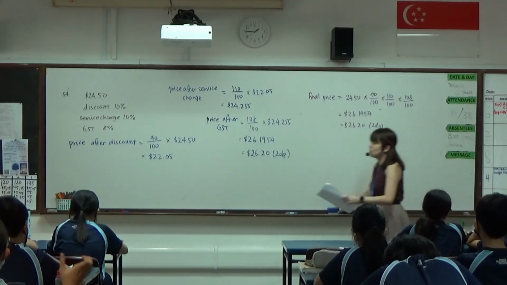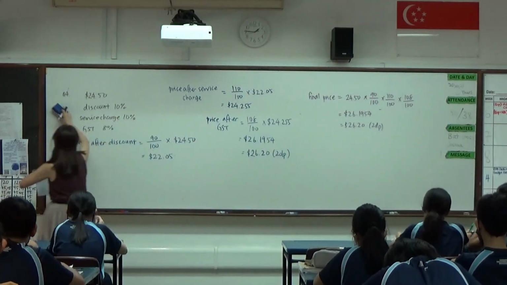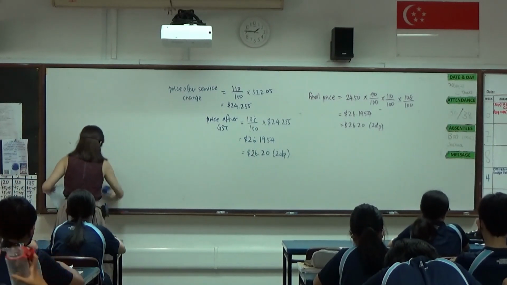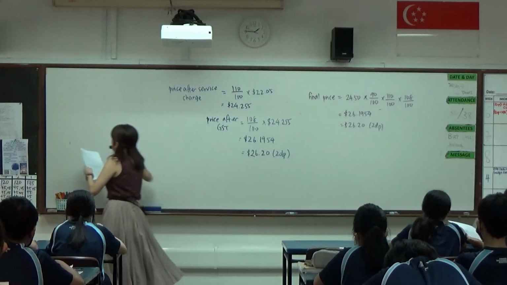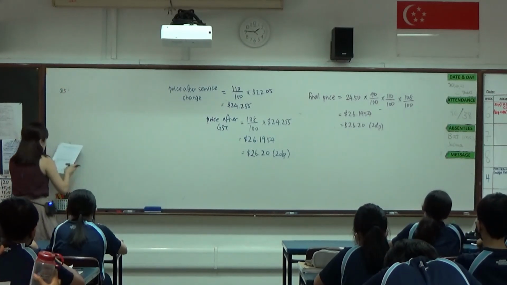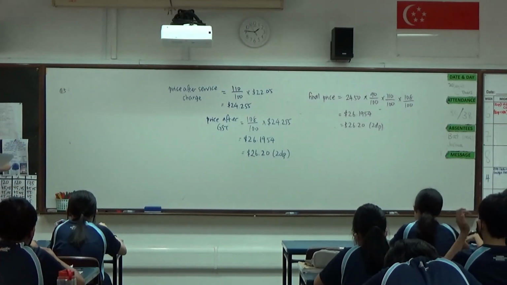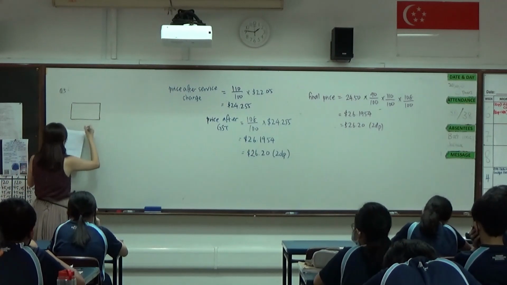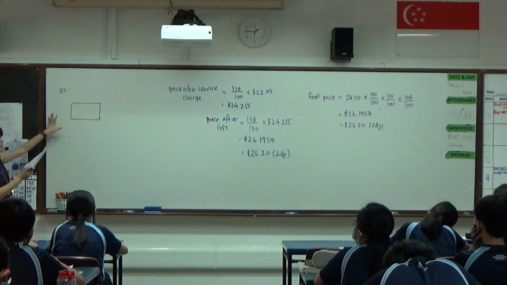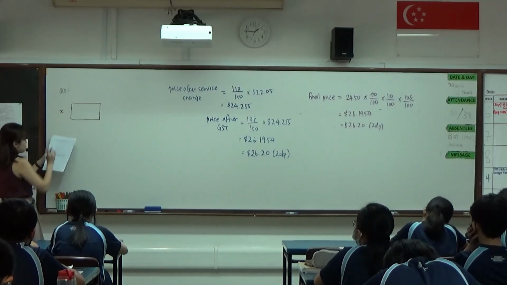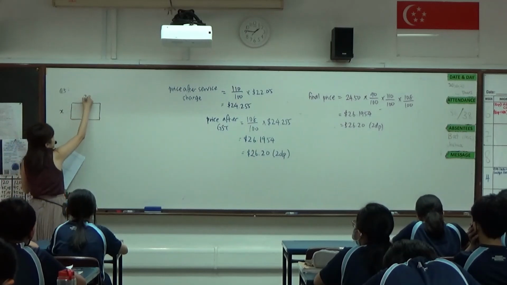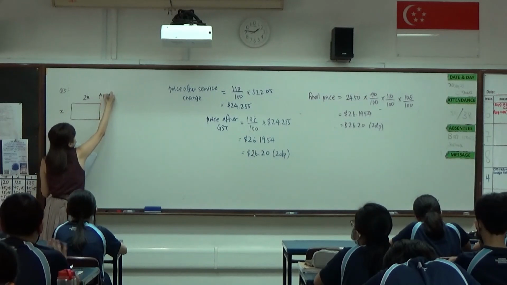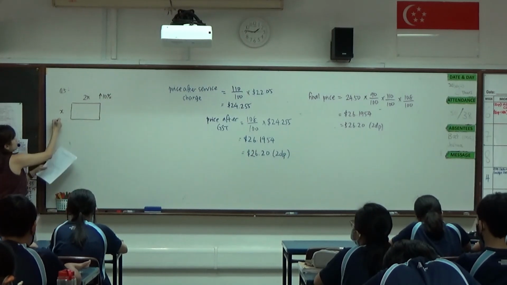Okay? Questions? Let's do question 5. Now question 5, I have definitely taught a similar question in class before. So it was really about how well you remember that question that we did. We were looking at a rectangle, the width is x cm, the length is 2x. The question says that the length increased by 10% and then the width decreased by 20%.